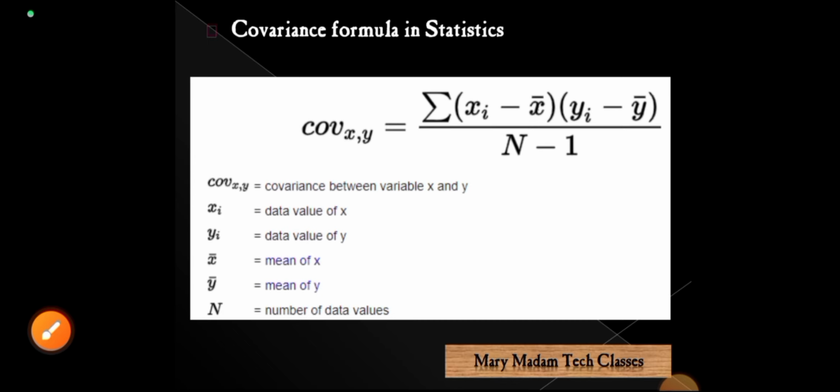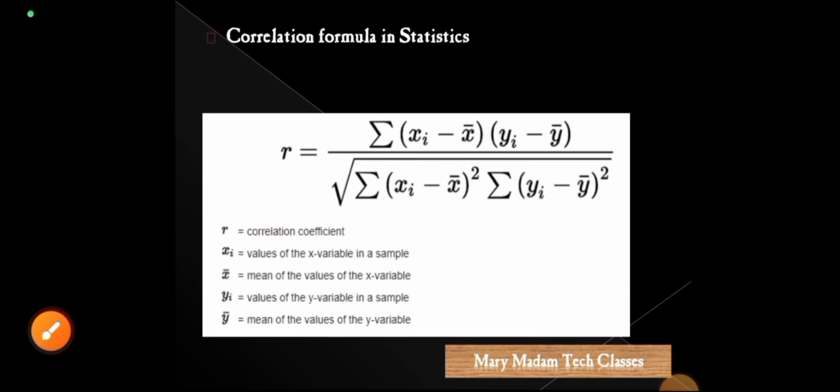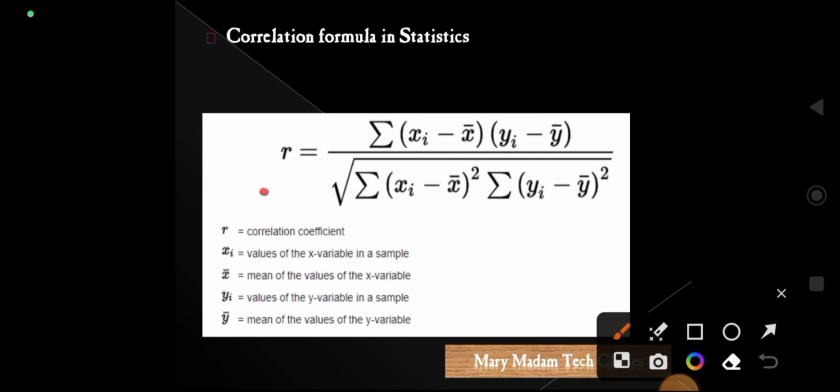Next, let us see the correlation formula in statistics. r is the correlation coefficient. It is the sigma of xi minus x bar times yi minus y bar. As we just discussed, y bar is nothing but the mean of y, and x bar is the mean of the x variable.